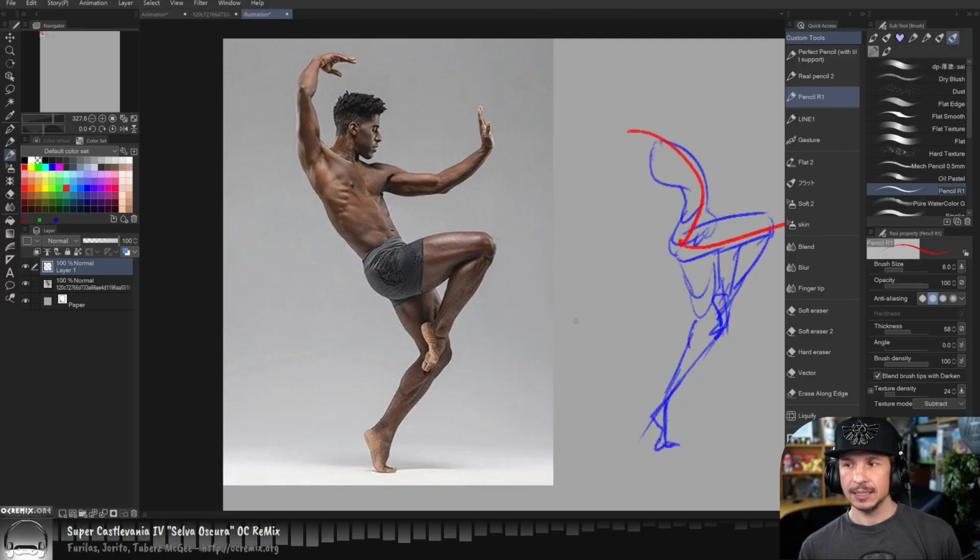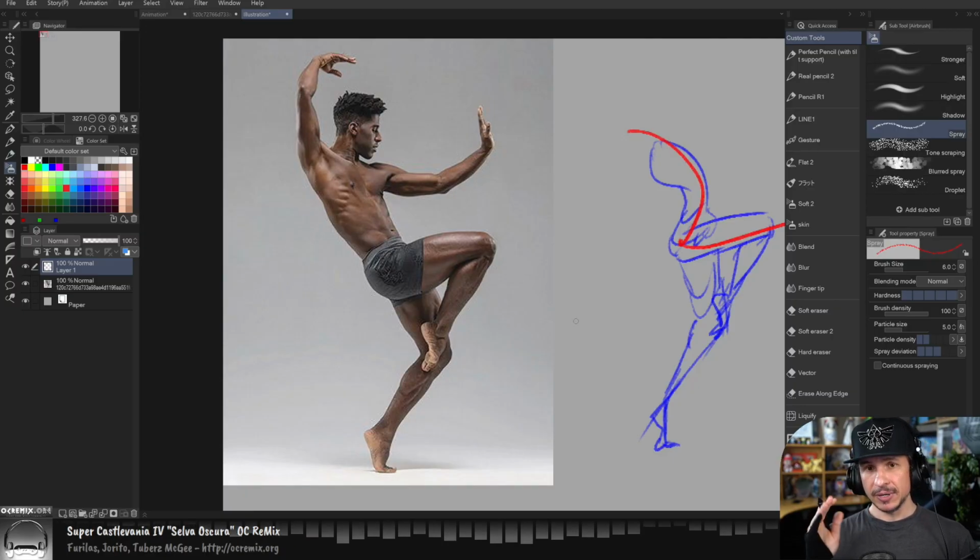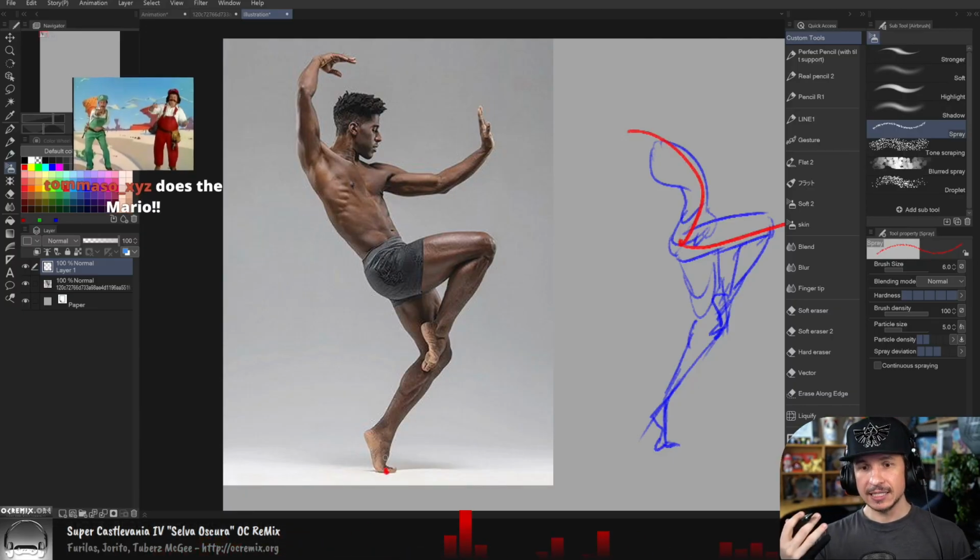And balance is essentially, can the characters stay on their feet the way they are? And there's two main ways of figuring out balance. You either start from your balance point. In this case, it's this foot here. This is where he is.